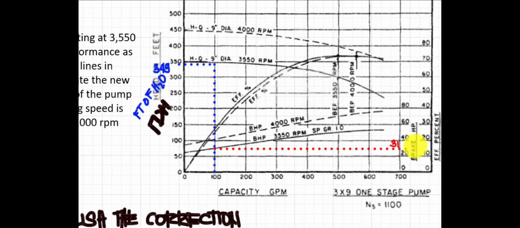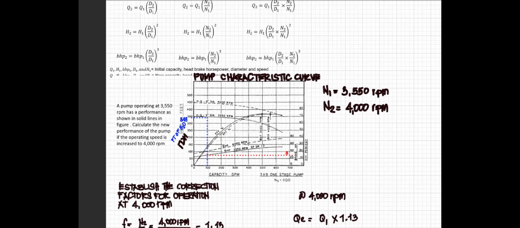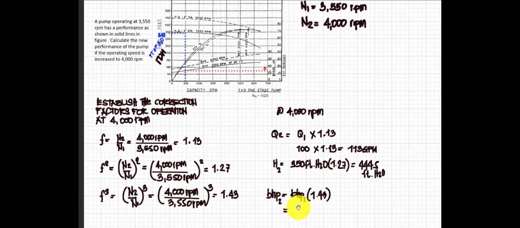Now, gamitin natin siya doon sa equation kanina. So, going back to our solution. For brake horsepower 2, since that is 31, I'm gonna change this one. So, brake horsepower 1 is 31 HP. Then, I'm gonna multiply it by 1.43. So, using your calculator, I have the value of 44.33 horsepower. Okay.